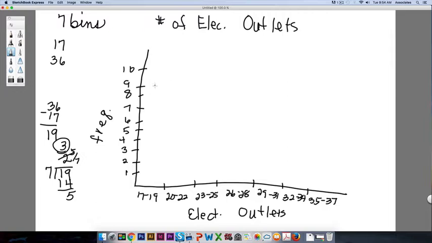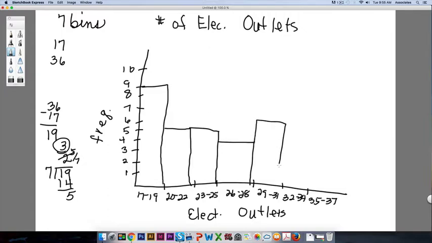For the range, or the value of numbers between 17 and 19, there were 9. So I'm going to draw a bar of 9 height. The next one, how many were between 20 and 22? There were 5. The next one was also 5. Between 26 and 28 were 4. From 29 to 31, I had 6. I'm going to go up to 6, make this a little bit taller. The next value, there was only 1, from 32 to 34, and the final one there was 3. So I'm going to go up to 3 and over.